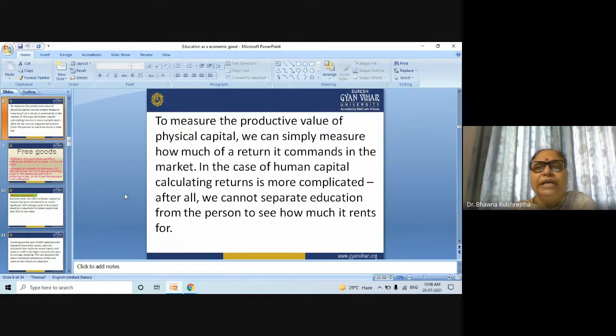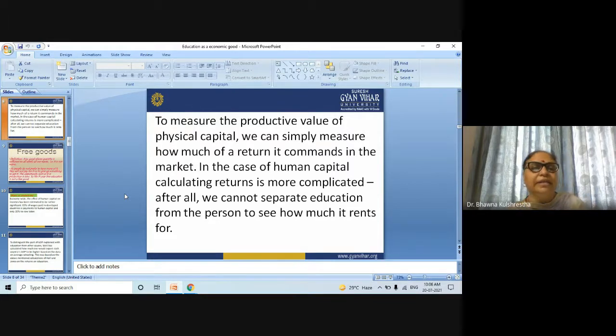To get around this problem, the returns to human capital are generally inferred from differences in wages among people with different levels of education.